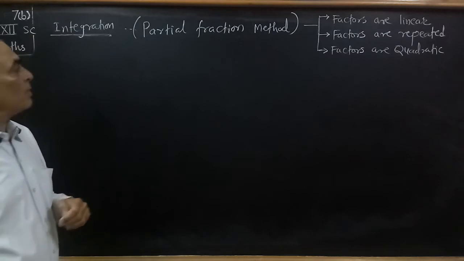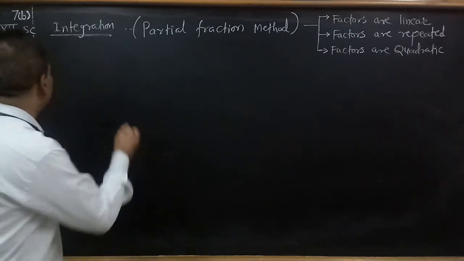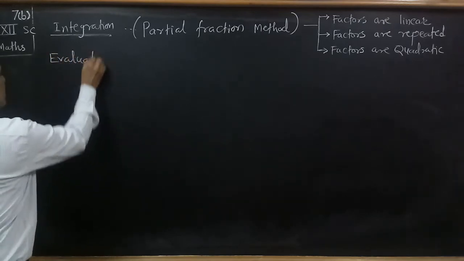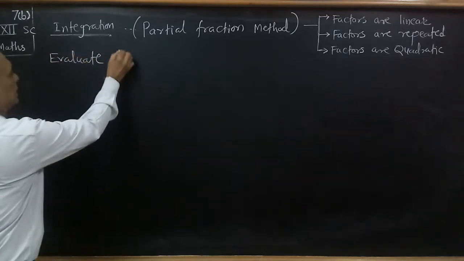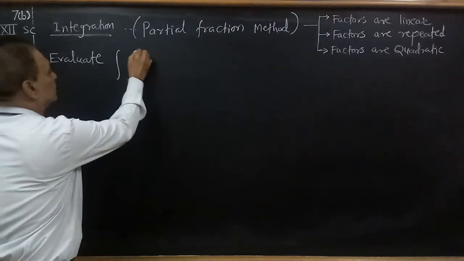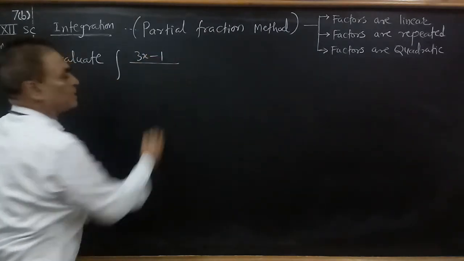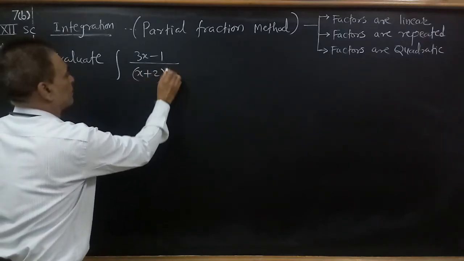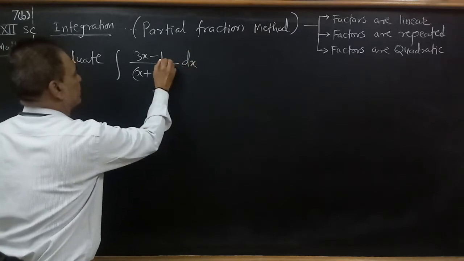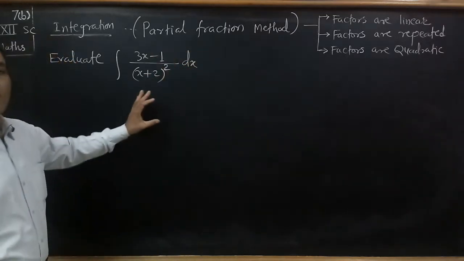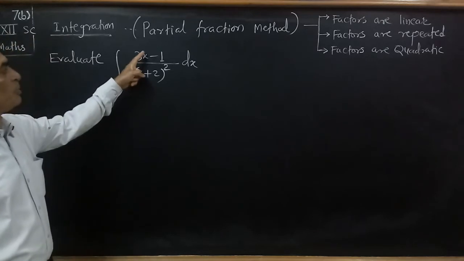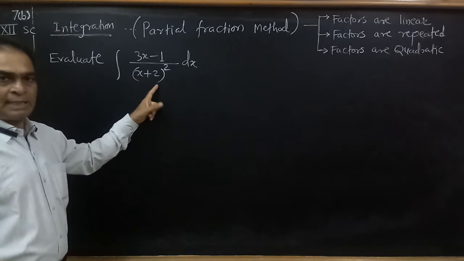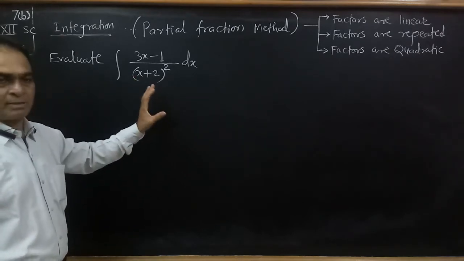For that purpose, we consider an example like this. Evaluate the integral of (3x minus 1) divided by (x plus 2) whole square, dx. Try to understand and observe this question. The degree of the numerator is 1 and the degree of the denominator is 2, therefore it is a proper fraction.